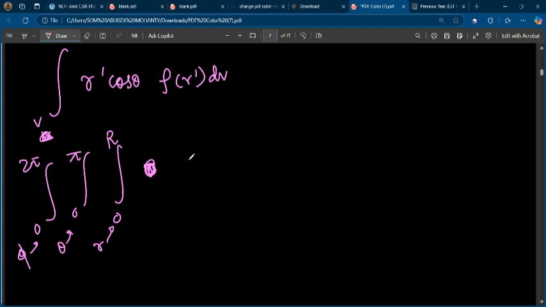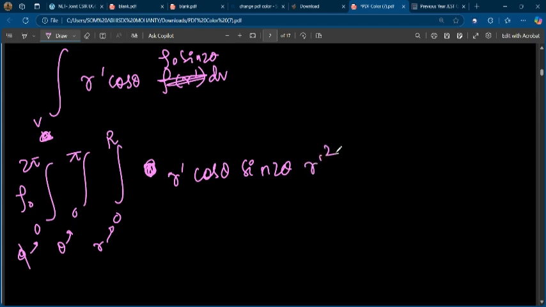So what should we do? Rho r dash we haven't put here now. Rho naught sine 2 theta. So we will put rho naught sine 2 theta. Okay, so let's do it. Rho naught goes out. So r dash cos theta sine 2 theta, then r dash square sine theta d theta d r dash d phi, right?